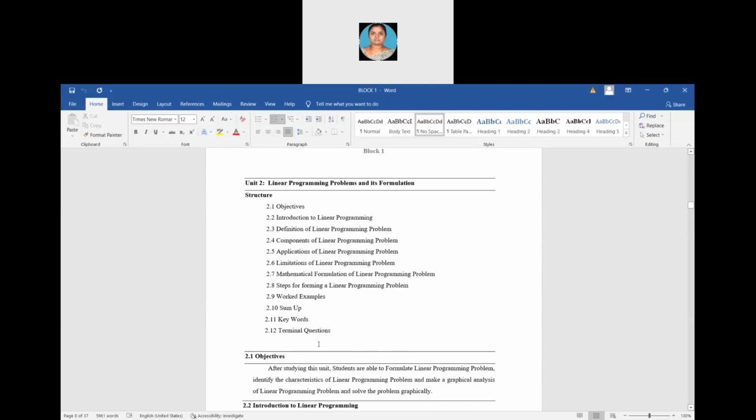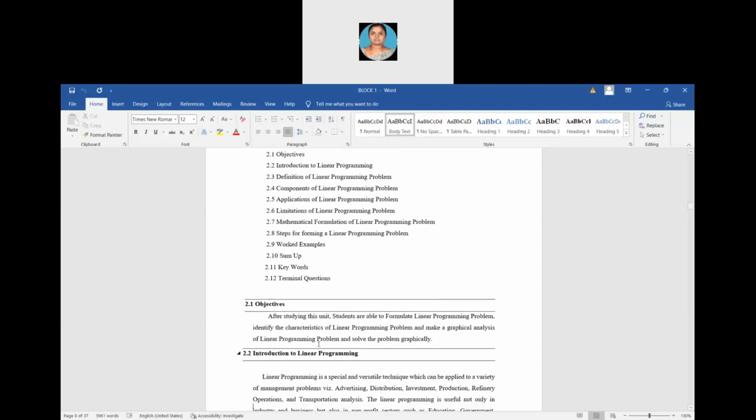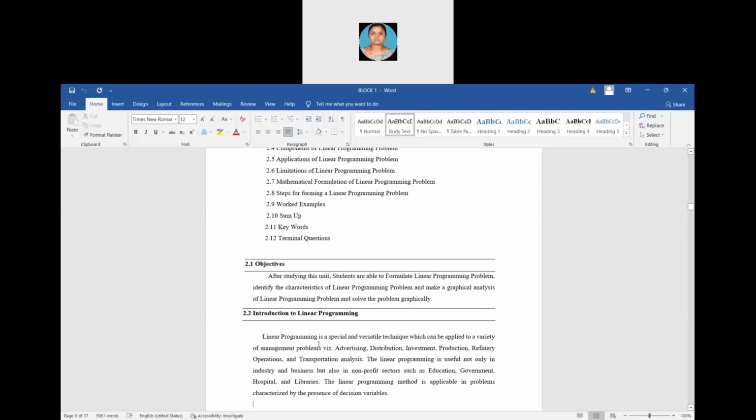Here, the structural part of the unit: in this Unit 2, what are all the structures we have? In that, we have seen the basic definitions, the components, meaning the things needed for setting up the linear programming problem, the applications, the limitations, how to represent it mathematically, and the steps needed to formulate the linear programming problem. And we have seen some worked out examples, a sum up, keywords, and also some terminal questions.